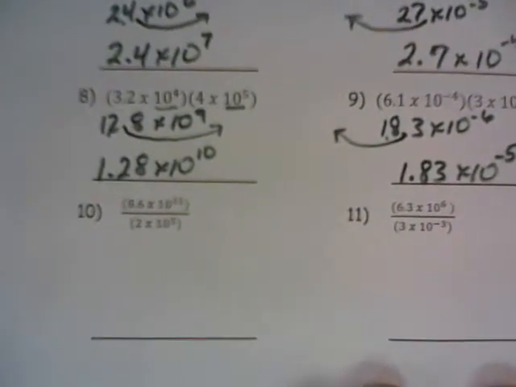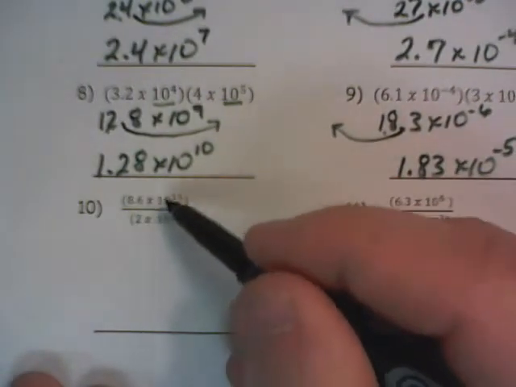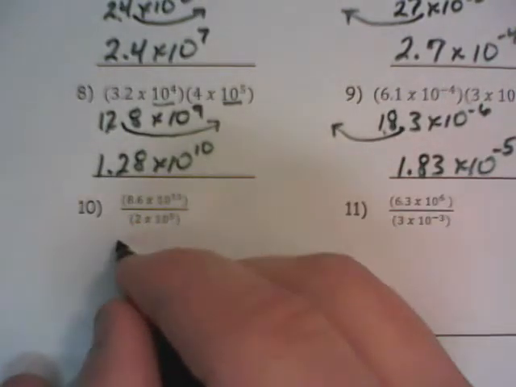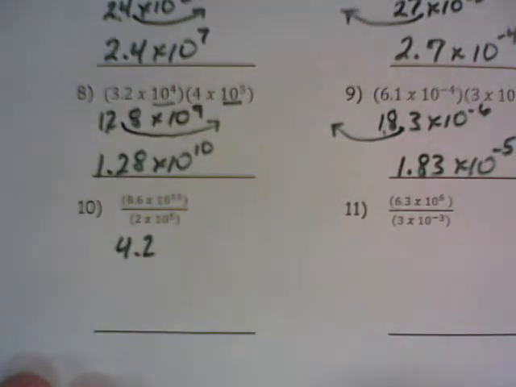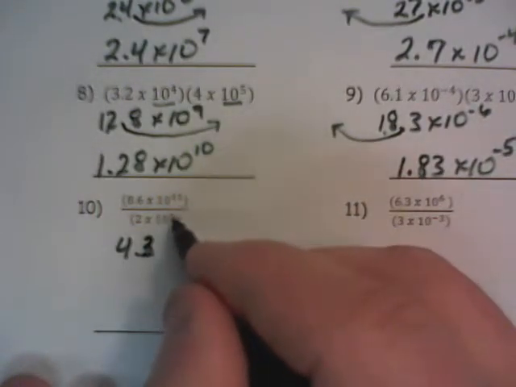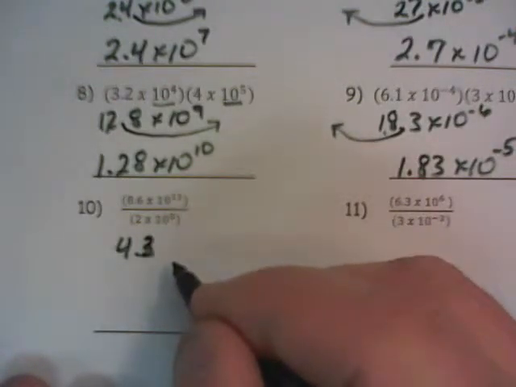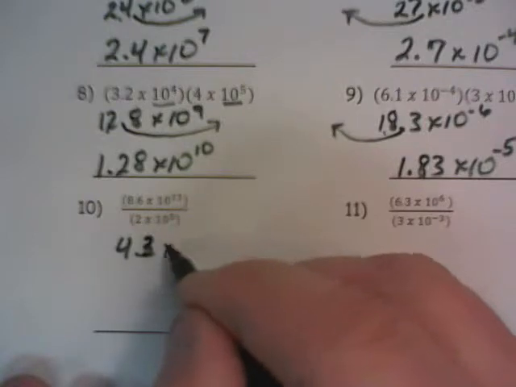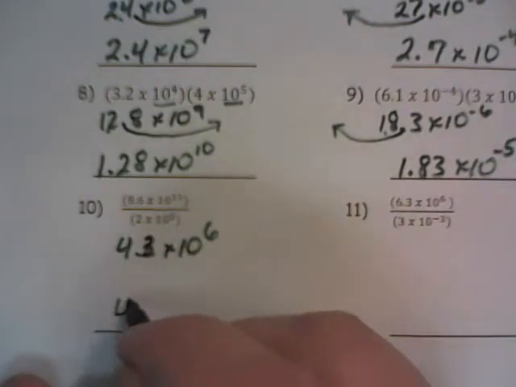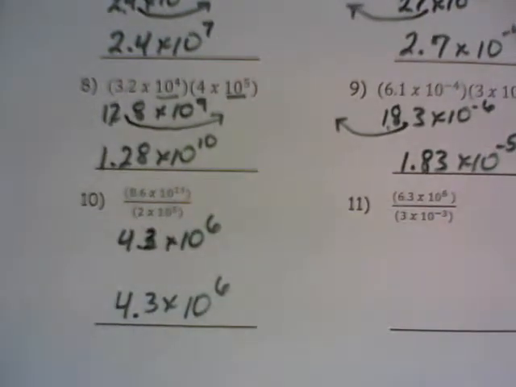If we go on and look at number 10, here we're dividing. And we can divide the parts together. We can take the 8.6 divided by 2. 8.6 divided by 2 is 4.3. And then 10 to the 11th divided by 10 to the 5th. Here we're going to subtract the exponents because we're dividing like bases. And 11 minus 5 is 6. And this is already in scientific notation. It's just 4.3 times 10 to the 6th power.